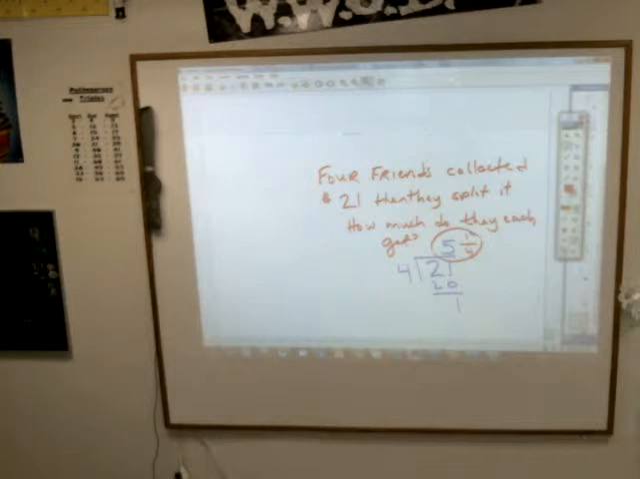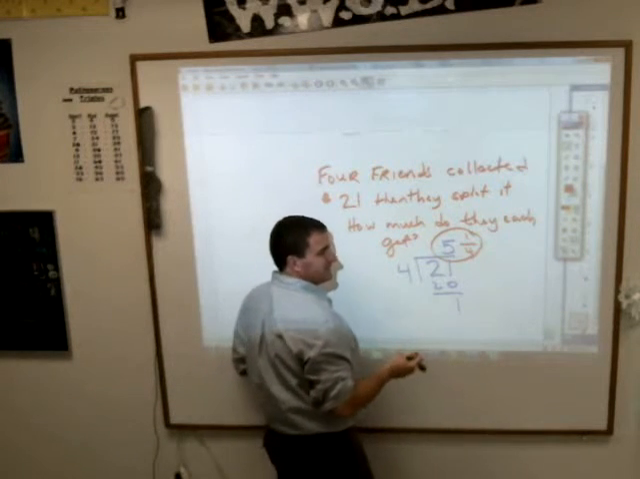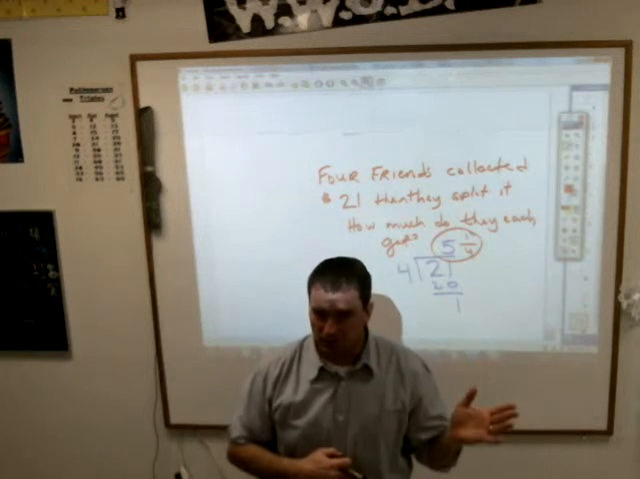Now the question always is, how do you know if you should write your answer as a remainder or as a fraction? Pretty much the book will tell you for right now. If it doesn't tell you, and it's a story problem, you automatically assume you write it as a fraction.